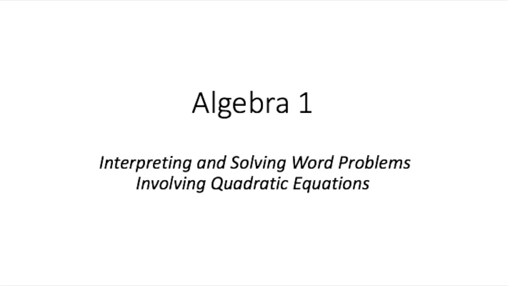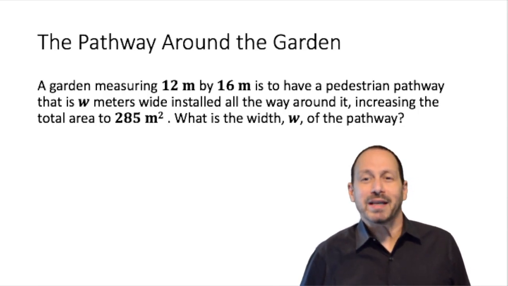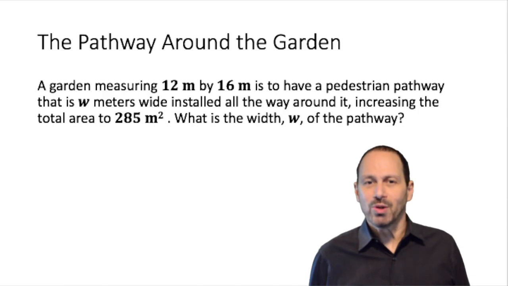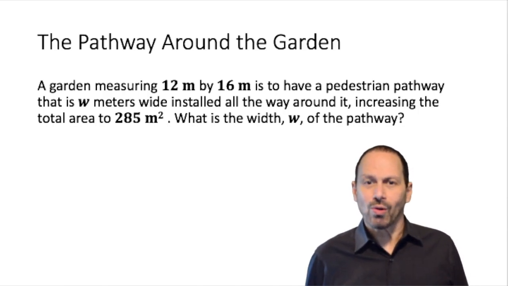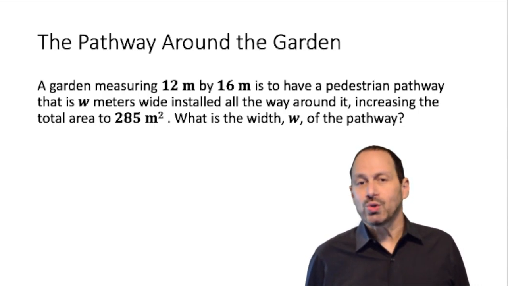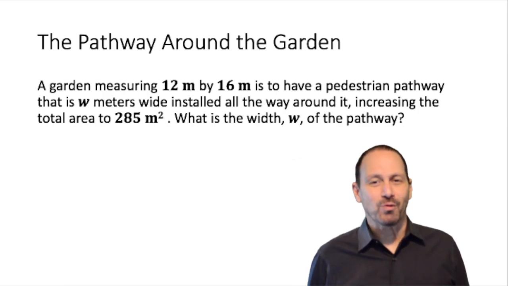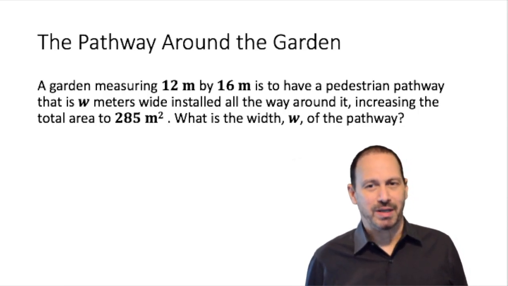Interpreting and solving word problems that involve quadratic equations. A garden measuring 12 meters by 60 meters is to have a pedestrian pathway that is W meters wide installed all the way around it, increasing the total area to 285 meters squared. What is the width of the pathway?